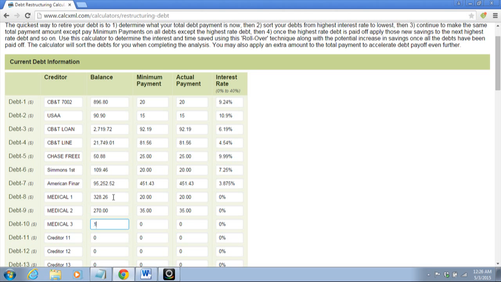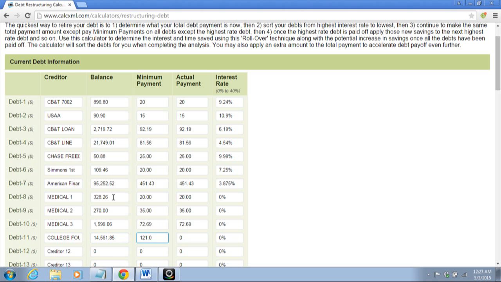This one had a balance of $1,599.06. Minimum payment $72.69. They actually pay $72.69. Interest rate is 0. Then they have college foundation student loans. Notice everybody's favorite right there, but $14,561.85.